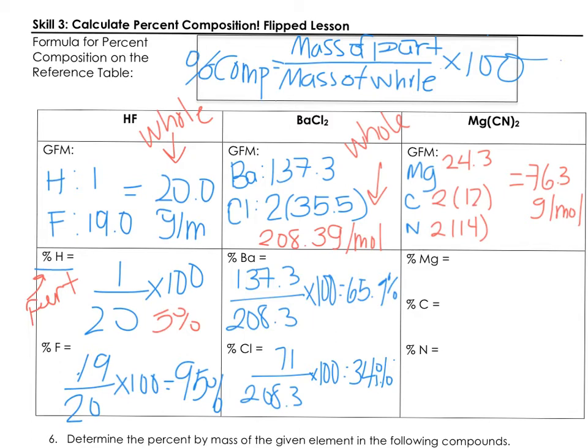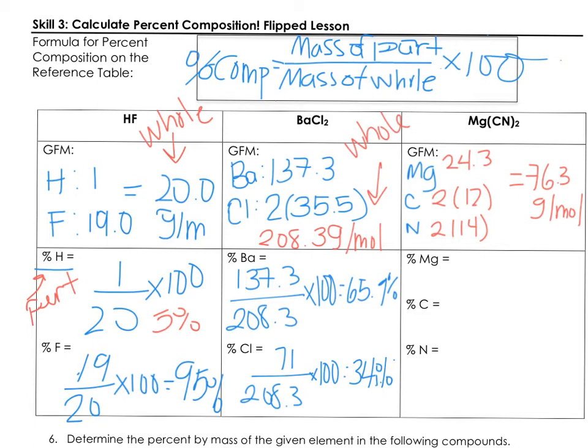And so if you sum all of this up, you will get 76.3 grams per mole. So now what we're going to do is calculate the percent composition of the magnesium in this compound, the carbon in this compound, and the nitrogen in this compound. So I will do the magnesium out, and then I'm going to ask you to see if you can figure out the carbon and the nitrogen.